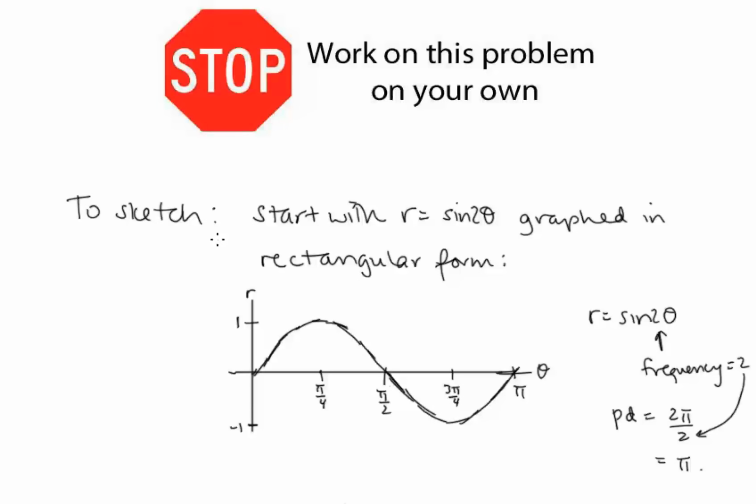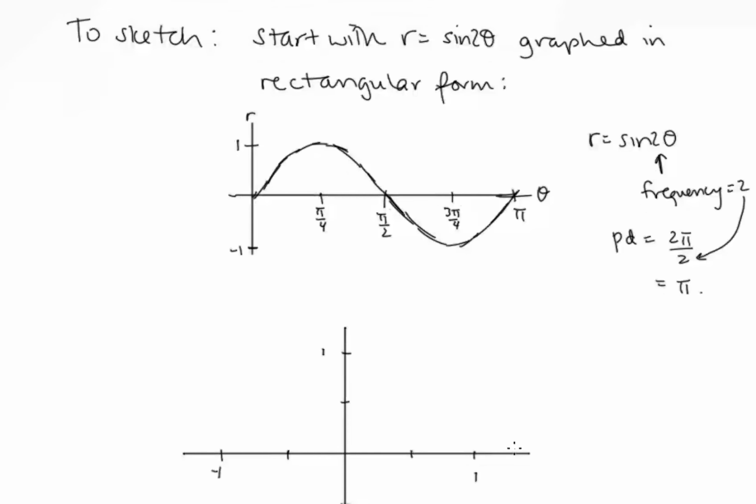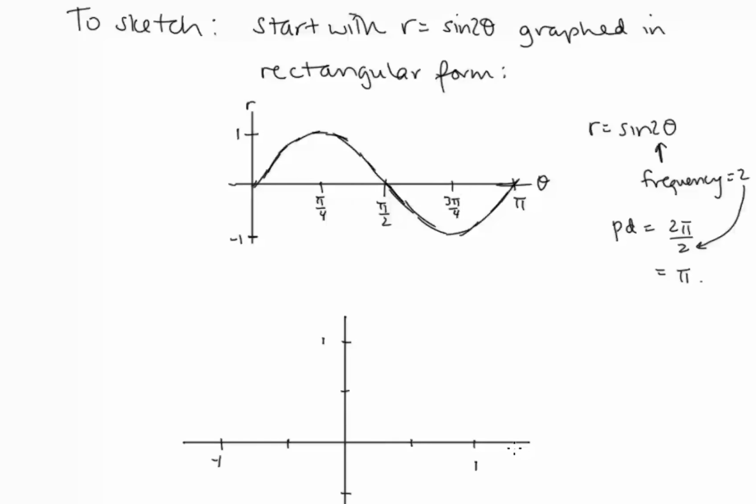Again, we're going to start our sketch with our function graphed in rectangular form. So here we have r equals sine 2 theta, where this is our theta axis and this is our r axis. Note that this 2 here is the frequency, and so that makes the period for this graph equal to pi. Remember that 2 pi over the absolute value of this number is going to give us the period. So that's pi in this case.